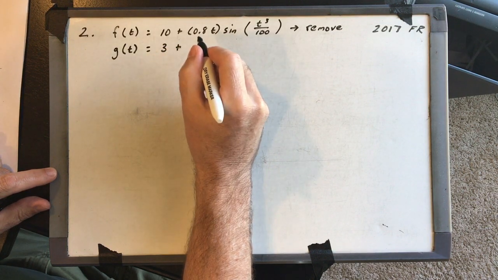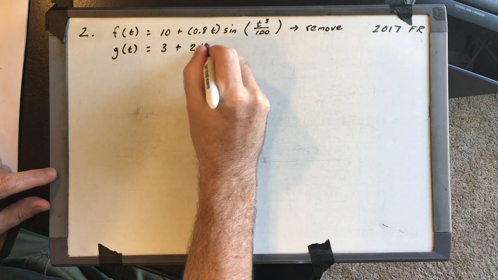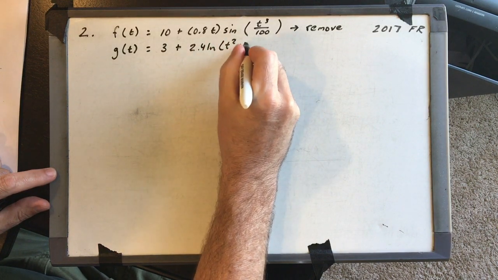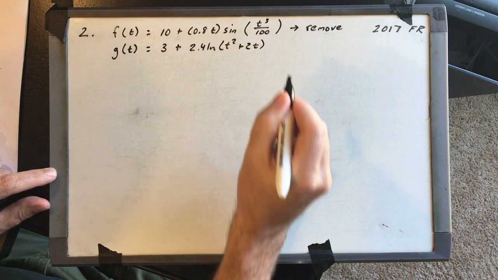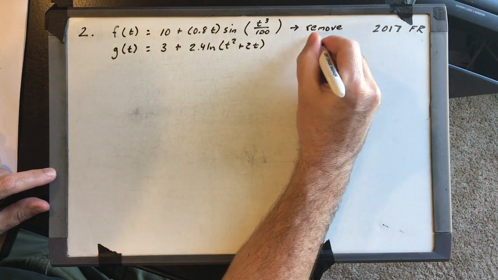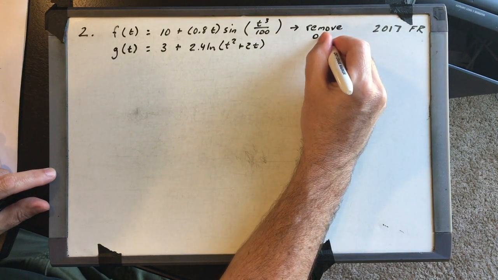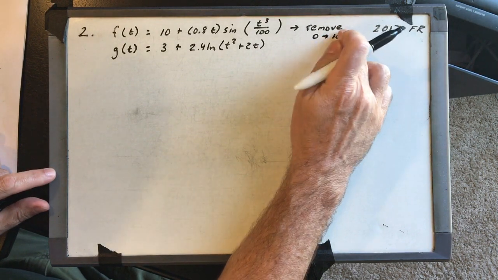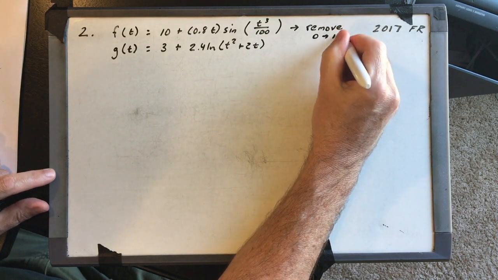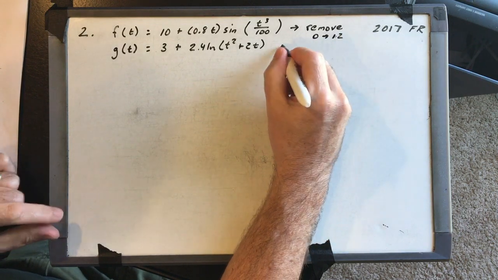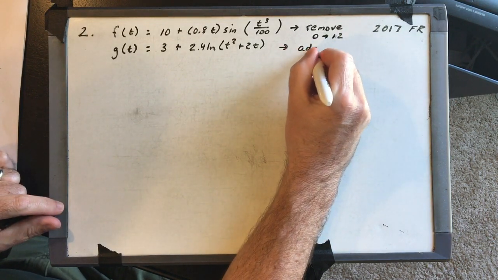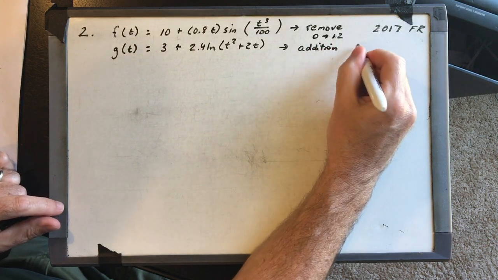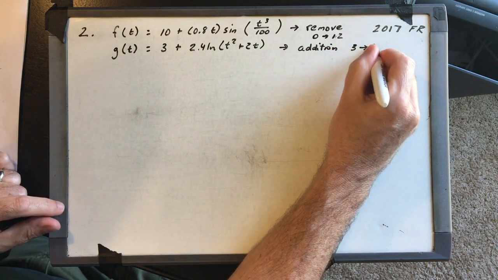So g of t is 3 plus 2.4 natural log of t squared plus 2t. Okay, and the removal goes from 0 to 10 hours, or excuse me, 12. And the addition, the workers don't get started until hour 3. So it goes from 3 to 12.